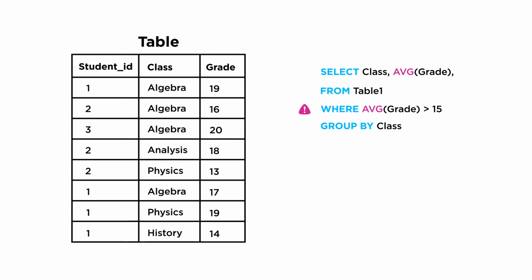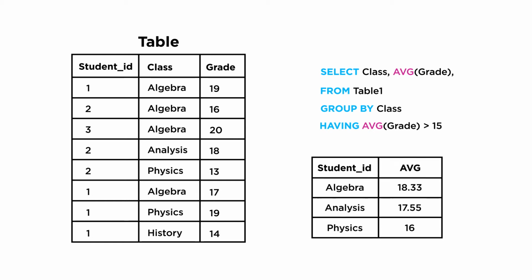The having clause is being used to filter the outcome based on the results of aggregate functions. So for example, to keep only classes with an average grade above 15, we add after the group by the having clause with a corresponding condition. This query will filter out the results of the group by and will not show, for example, the class history where the average grade is 14.